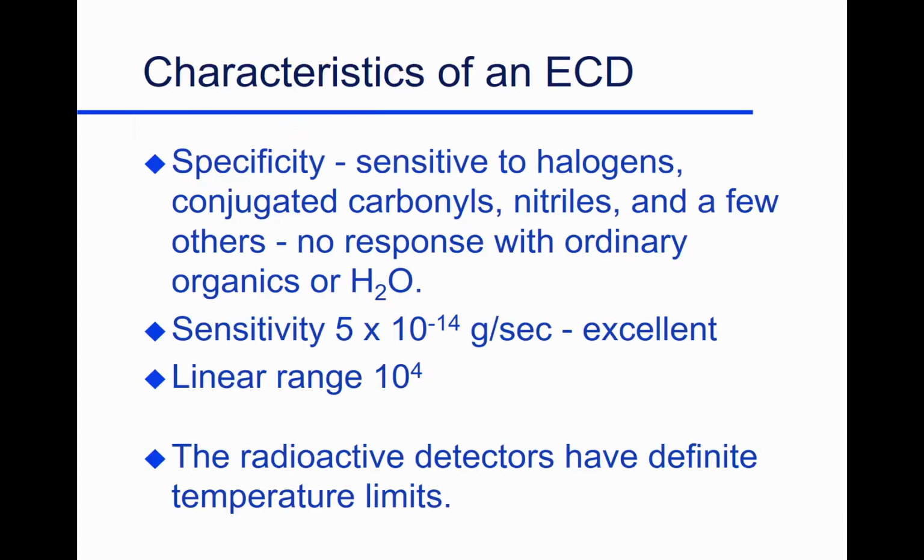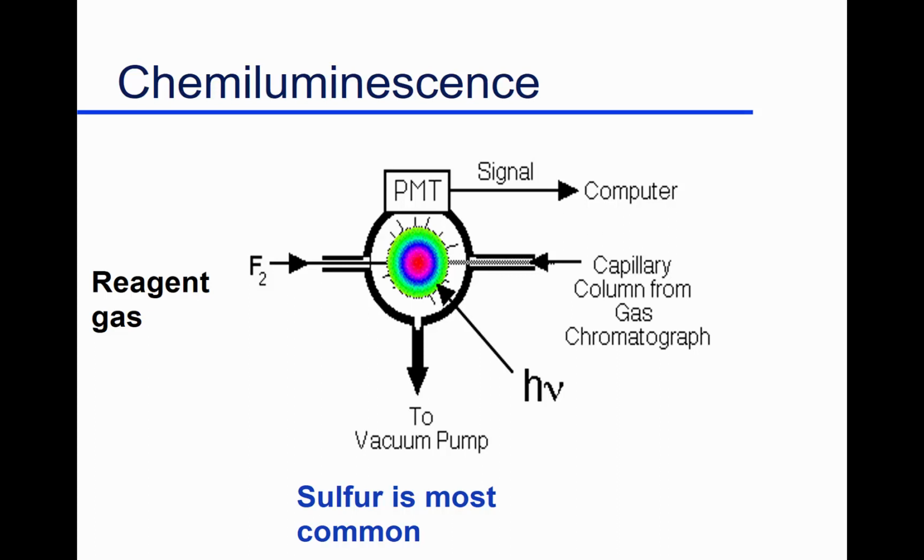So again, fairly simple detector. Now we're down to 10 to the minus 14th grams per second. So we're getting pretty good in terms of sensitivity. Not so linear. It is selective: halogens, conjugated carbonyls, nitriles, and a few others. No response with most organics. So that can be a blessing or not. If you want to measure halogens and you've got interference from the organic compounds, it doesn't see organic compounds. You don't have to do as much sample cleanup or sample prep. They do have temperature limits. Yep, you don't want the radioactivity coming out in the laboratory.